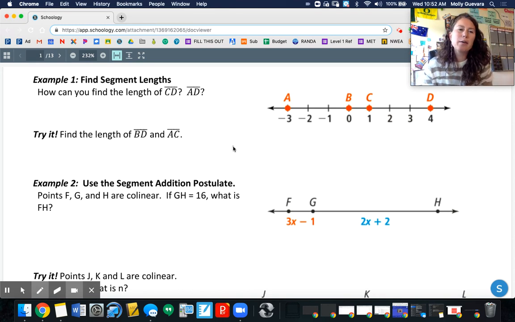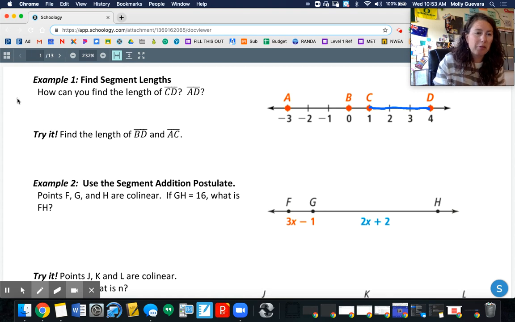Okay, so example 1 says find segment lengths, meaning how can you find the length of line segment AD, CD. I know it's a line segment because there's a line above it with no arrows, so I know it's starting at C and ending at D, which means we're really looking at this length right here. And because this is on the number line, it should be pretty easy. We're actually going to use the absolute value just in case. But let's walk through the process of how we do this.